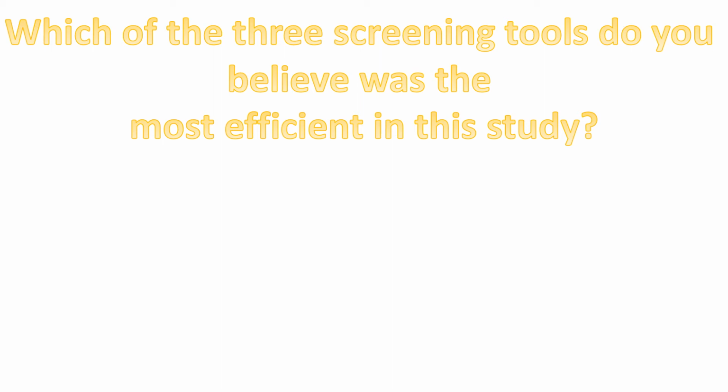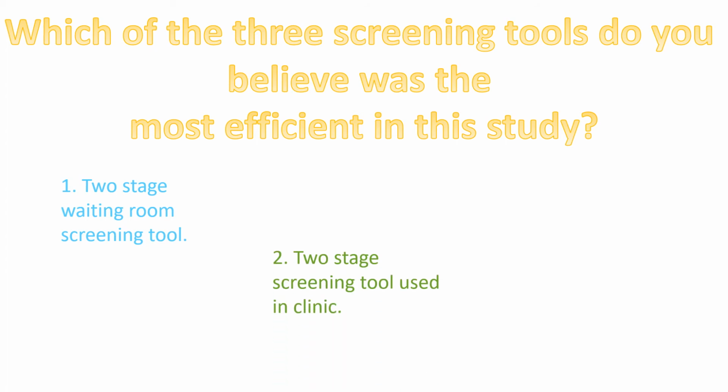Which of those 3 screening tools do you believe was the most efficient in this study? I will give you a little reminder of the 3. The first was the 2-stage waiting room screening tool. The second was a 2-stage screening tool used in the clinic, where it actually went to the provider. And then a 2-stage screening used in send-out mailing. If you guessed the 2-stage depression screen in the clinic, you're correct. That is the most effective way to screen for depression.